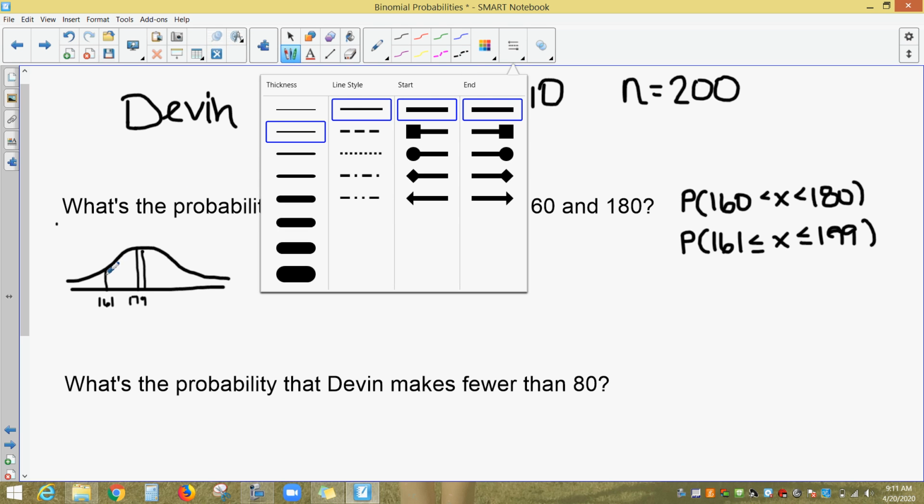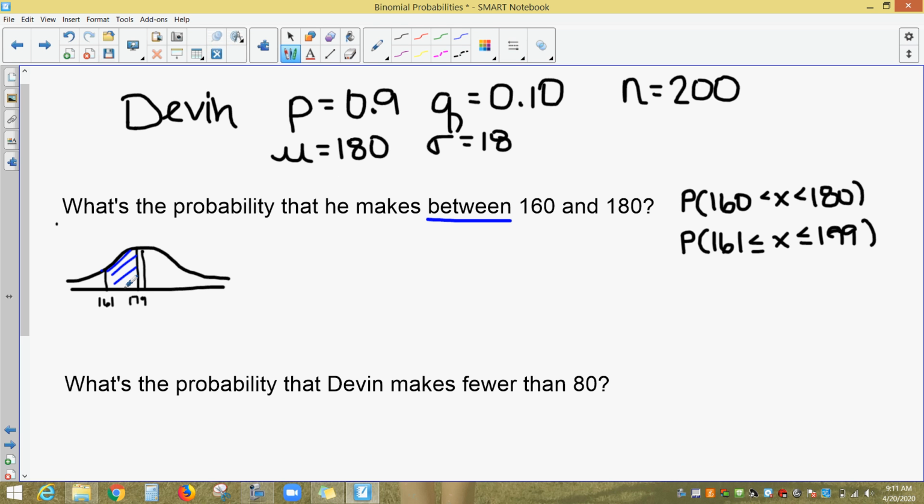When I correct for continuity in this case, I'm not just finding this area here, but I have to correct for continuity at both ends. If I make the area on the left a half unit bigger, I'm at 160.5. If I make it a half unit bigger on the right, I'm at 179.5. The probability that I'm really working at finding is the probability that x is greater than or equal to 160.5, less than or equal to 179.5.